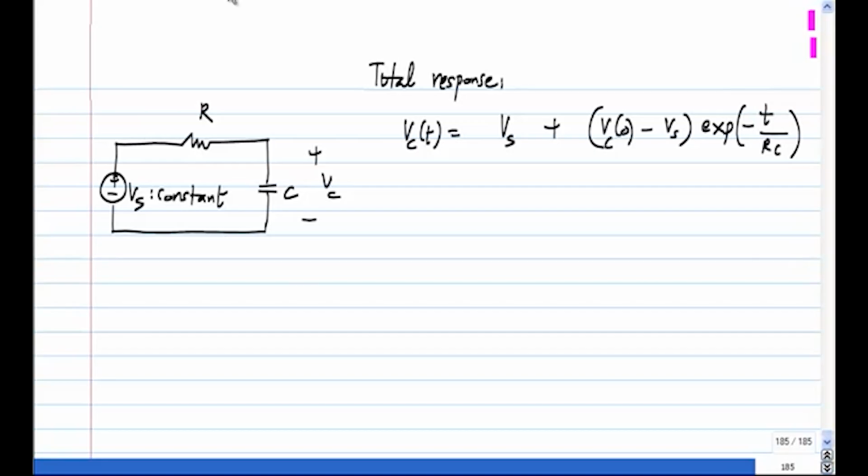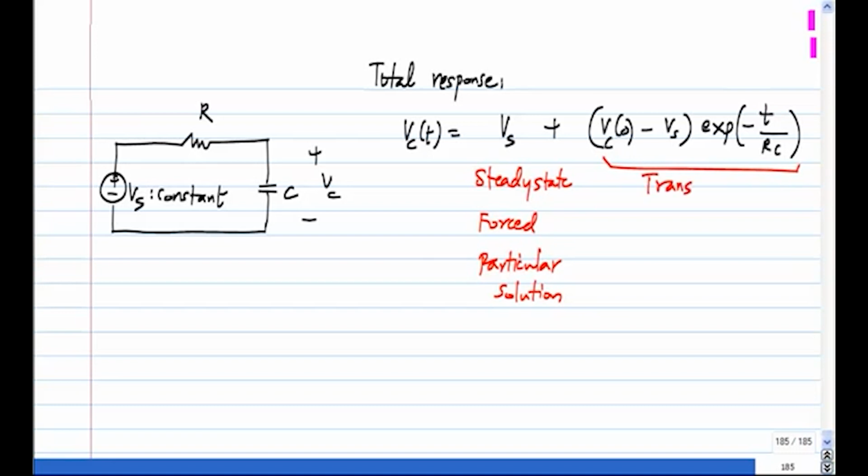Okay, where this is the steady state or force response, or the particular integral as it's called in the literature on differential equations. And this part is the transient response. Transient obviously means that it is short lived and it will go out eventually, or the natural response, meaning that this is some property of the circuit by itself, not the input that you applied.